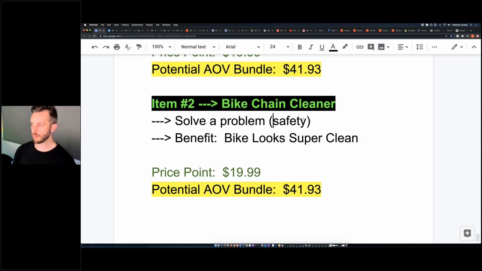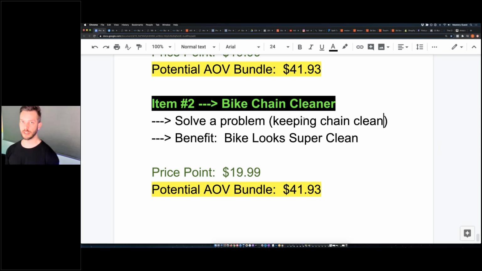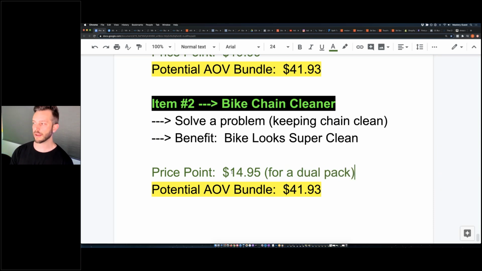So it's going to solve a problem, which is keeping the chain clean, which you do need to do on a bike. And a benefit is also that if your chain's clean, your bike is going to look nicer. All right, as for the price point, I would say let's bundle up 2 and sell them for 15 bucks. Let's toss these bad boys in there for $14.95 for a dual pack.